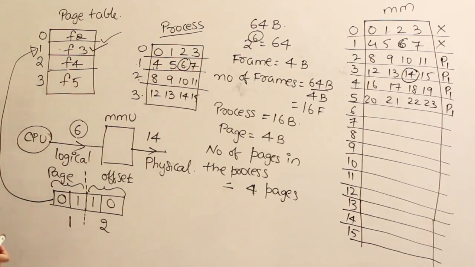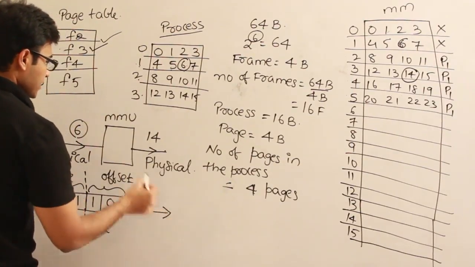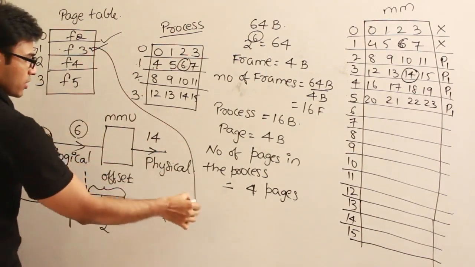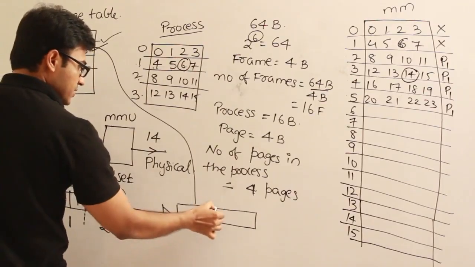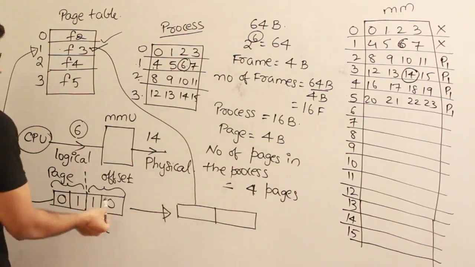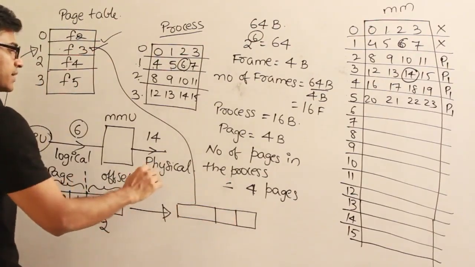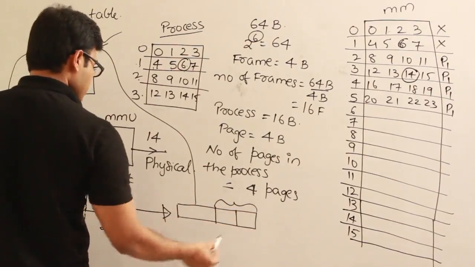Therefore, whatever you wanted is nothing but frame number 3. So I am going to convert it into a physical address in such a way that I am going to take this frame number 3 and put it in the physical address. The physical address should contain one frame number and the other frame offset, and the frame offset should have only 2 bits. The reason is that the page size and the frame size are both the same. Therefore the offset is going to be the same.